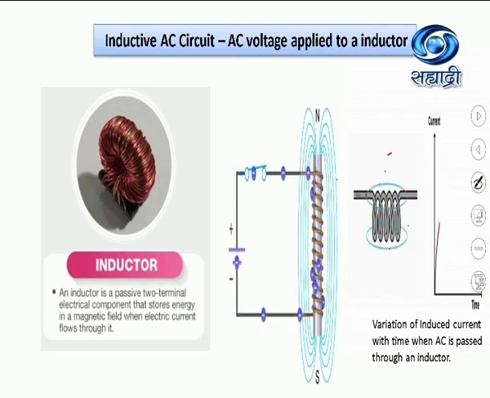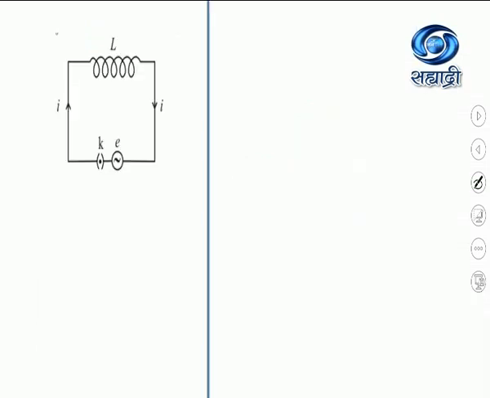And here you can see in the second animation how the current varies with respect to time. When the magnetic field is built up, current keeps on increasing, and when the magnetic field decreases, current also decreases, which you can see in the animation. So here is an inductor, and we are considering a pure inductor. What is a pure inductor? A pure inductor is a coil which has zero resistance. So ideally it has zero resistance, practically it has very small resistance.